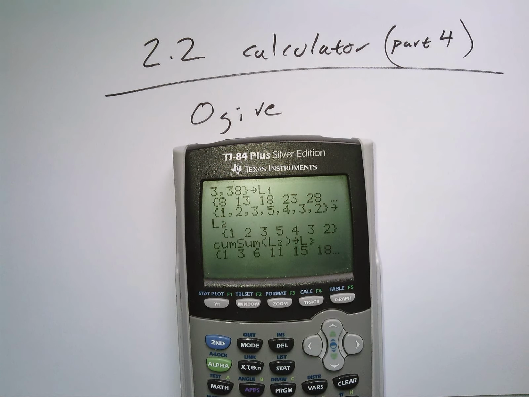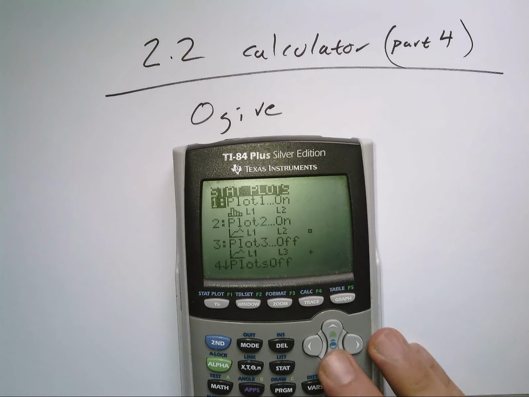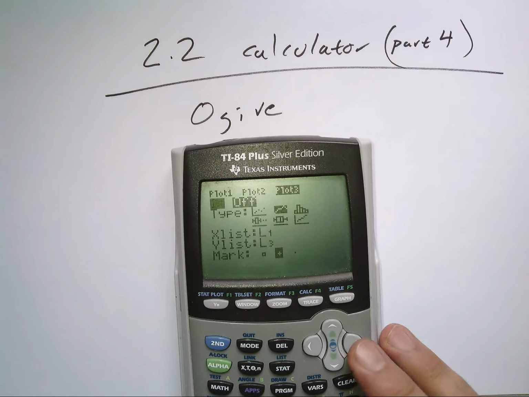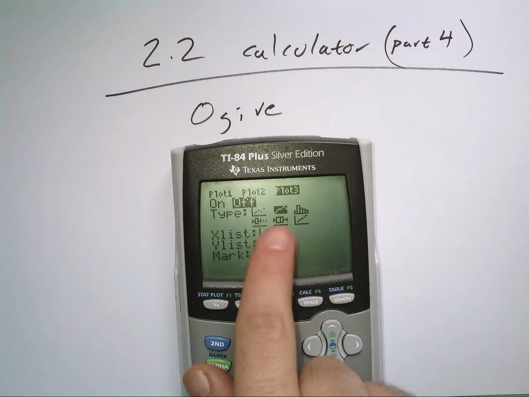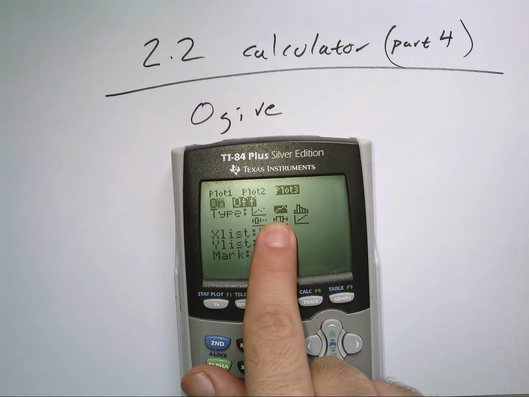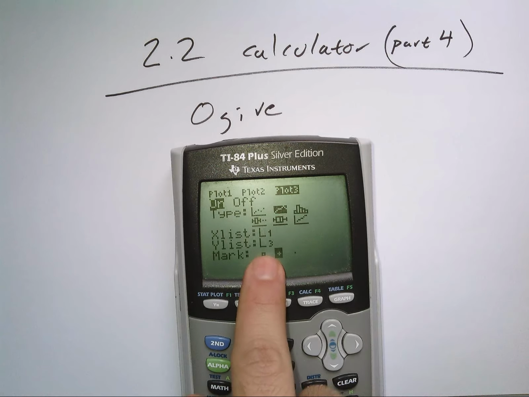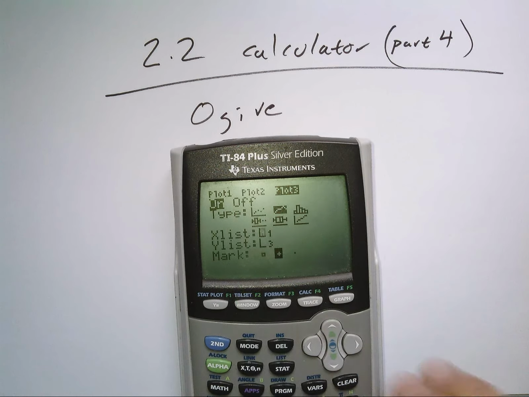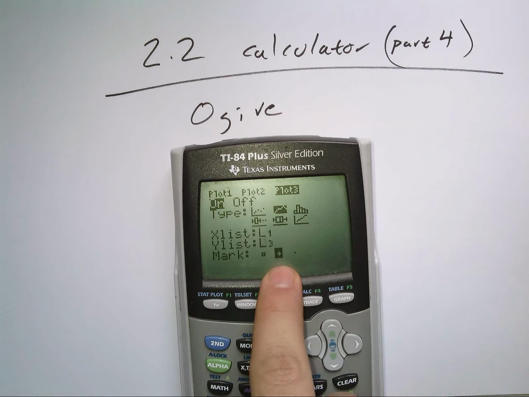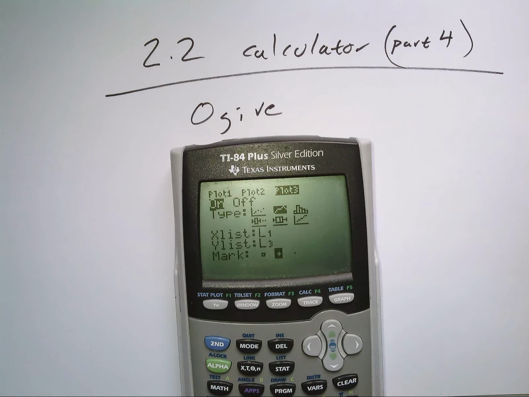Now, I'm not going to turn off any of my other plots because I think they might be useful. And I'm going to go second plot, go down to number 3, hit enter. And again, I'm just going to use the same type, which was a connected dot plot. Turning plot 3 on, leaving as connected dot plot, and notice mine's already set up L1, L3. If it wasn't, go onto your Y list, which is your frequency list, and go second L3 and hit enter. I am going to use a little cross as opposed to a hollow dot so I can see the difference.